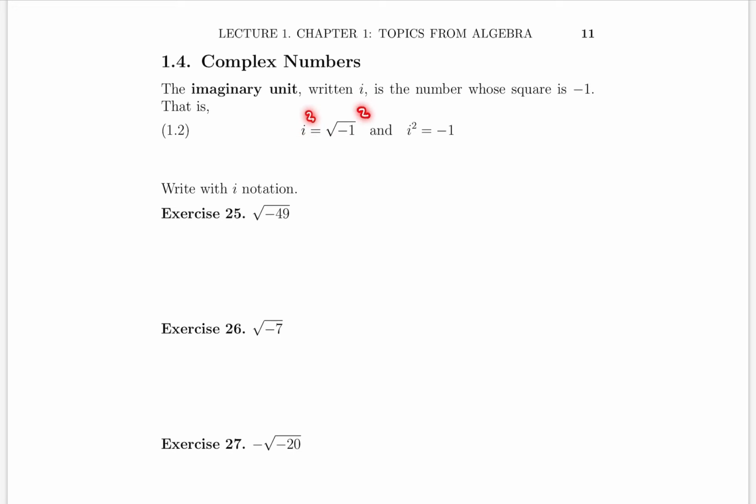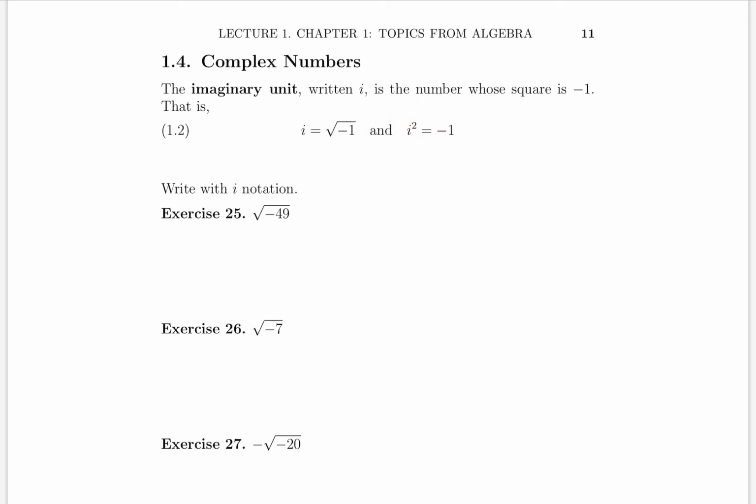And if you square both sides, on the left side you'll get i squared, and on the right side the radical cancels out, and that's how you're left with -1. So this is an identity that we're going to use. This is important to know, as well as this.